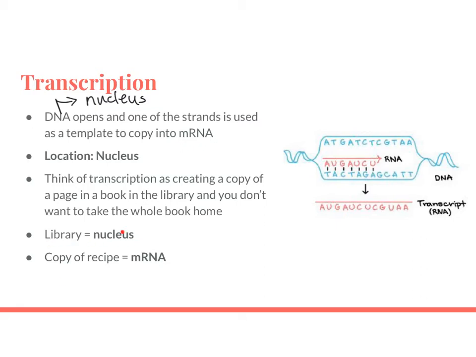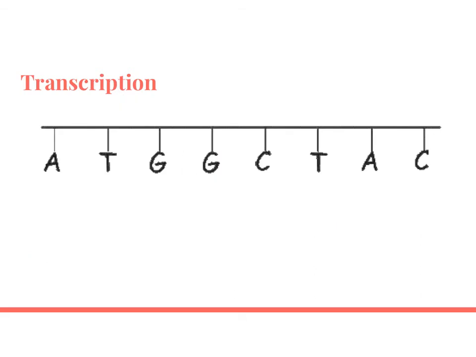So in this case, the library is our nucleus. That book is just too big for us to carry. We're lazy. We don't want to do that. So we make a copy of the recipe, which is like our mRNA. And that's the process of transcription. So we go from the big DNA into the smaller RNA.